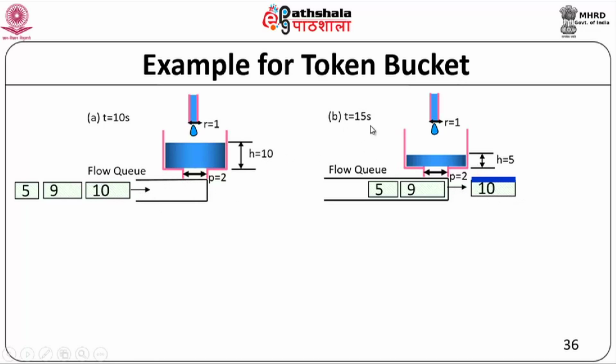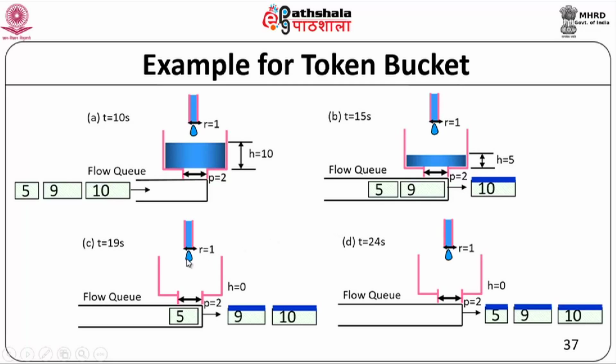Now at T equal to 15 seconds, nothing else has been sent, so 5 more tokens have accumulated, but I need to send a packet of length 9, so I need to have at least 9 tokens before I can send it out. So what will happen now? At T equal to 19 seconds, you will find that you have got the 9 tokens that are required, so you can send out this packet of size 9, and the packet of size 5 will be waiting. At T equal to 24, we will see that this packet can also be sent out.